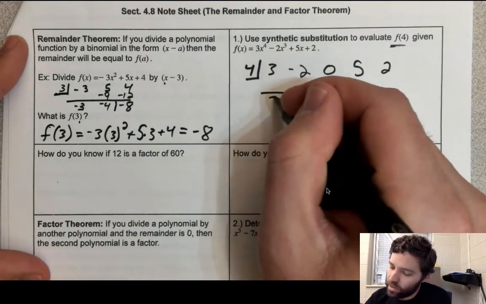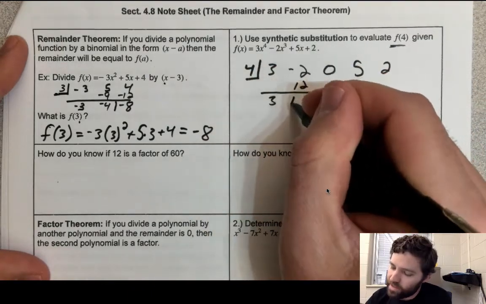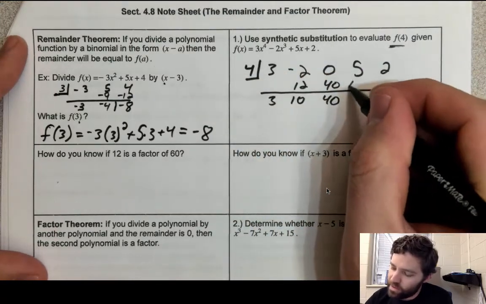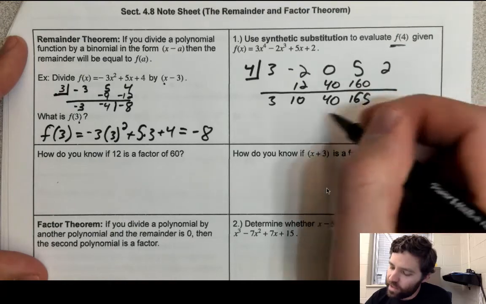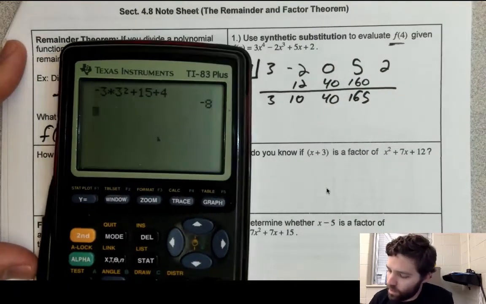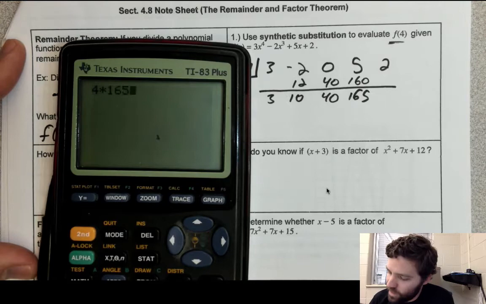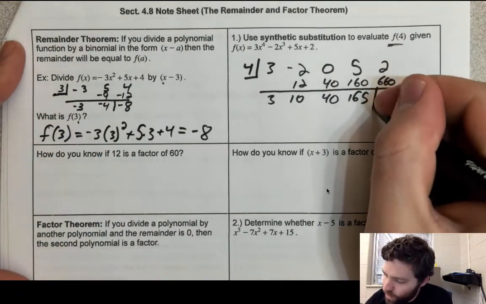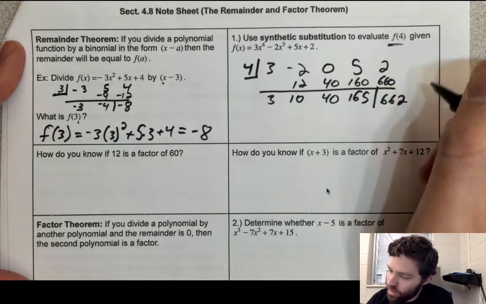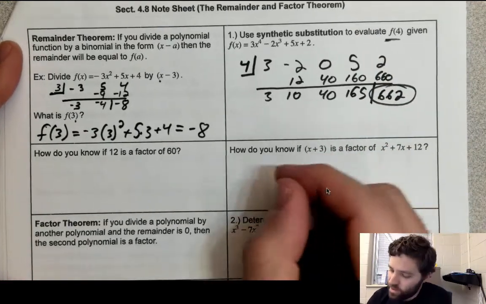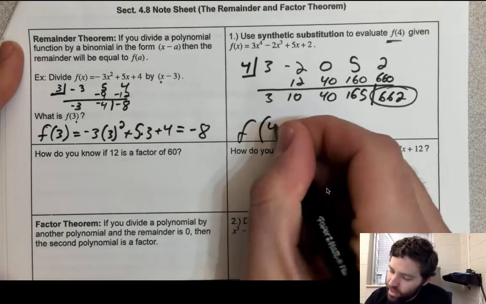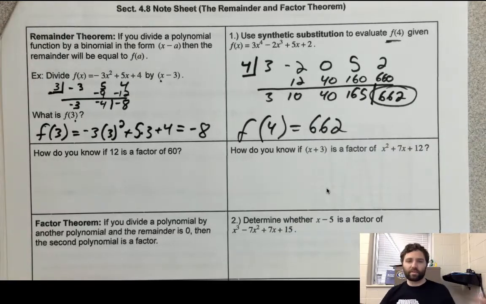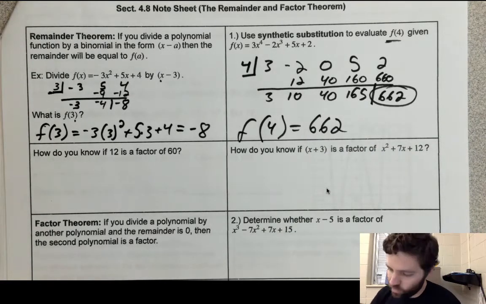Here we go. 3, 4 times 3 is 12. Add them up, that's 10. 4 times 10 is 40, plus 0. Add them up, that's 40. 4 times 40 is 160. Add them up, that's 165. And then 4 times 165, I don't remember. So 4 times 165 is 660. Add them up, I get 662. All right, so you can see that that's a lot faster. Instead of plugging in 4 and plugging in your calculator, that's pretty quick. So anyway, f of 4 then has to be 662.